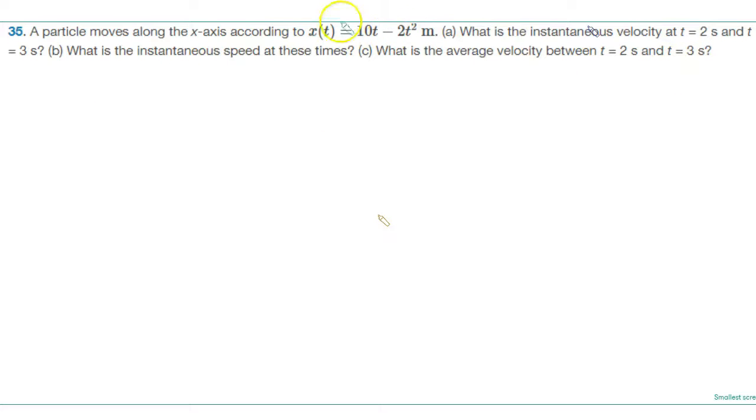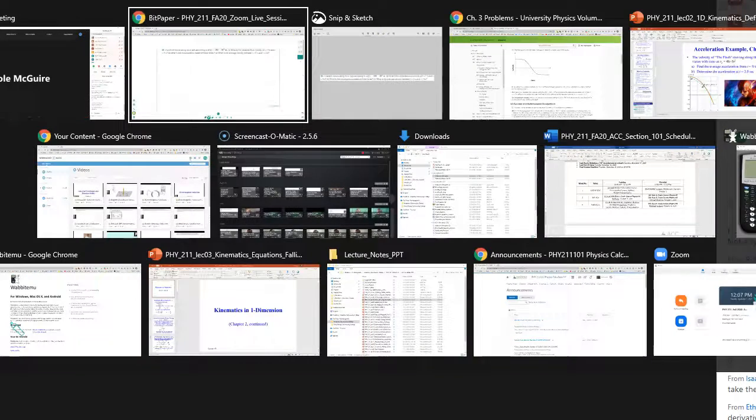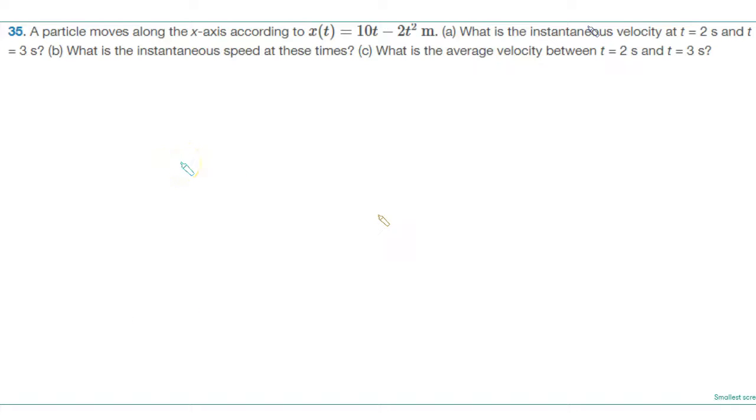So if we've got the position as a function of time, and we want the instantaneous velocity, somebody should tell me in the chat what we need to do. If we've got a full position versus time function, and we want to figure out what the velocity is at various times, what mathematical operation should we perform? Tell me in the chat, please. Isaac says derivative, Ethan says derivative, and I agree. Very nice. Okay, so we are going to take the time derivative of this position function.